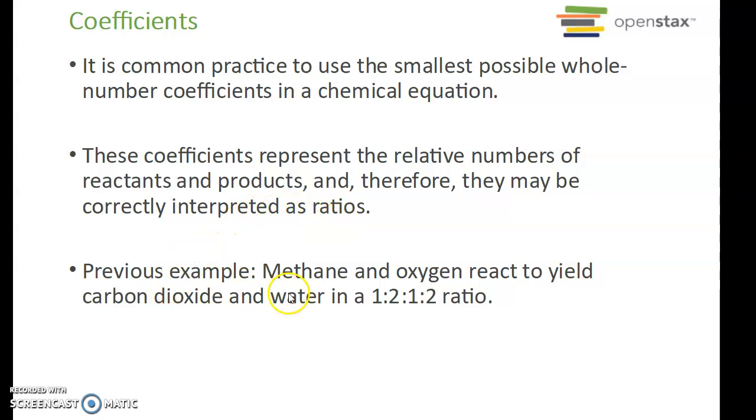In the previous example, we had methane and oxygen, right? Methane was being burned to yield carbon dioxide and water. So you had one CH4, and two O2 molecules reacted to form CO2 over here, and then H2O over here. So you had one molecule of methane and two molecules of oxygen. These were your reactants. Your products were one molecule of carbon dioxide and two molecules of water.